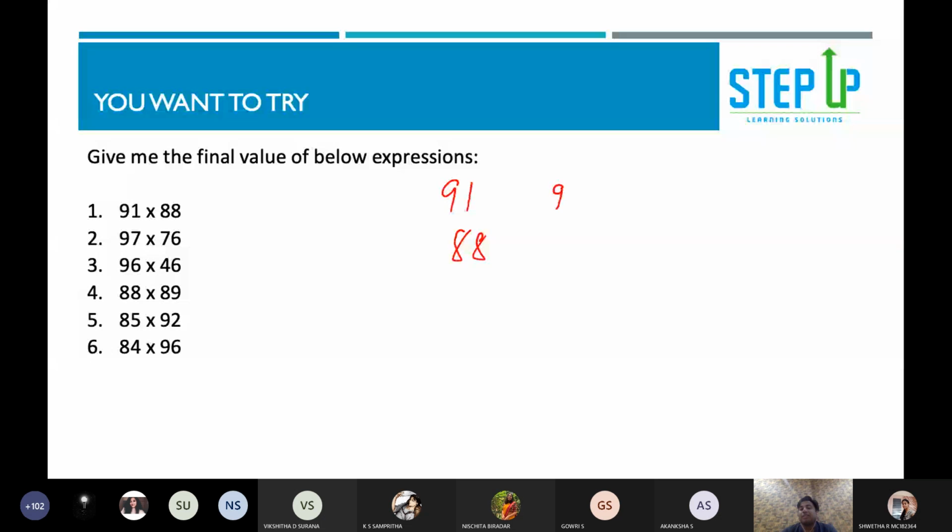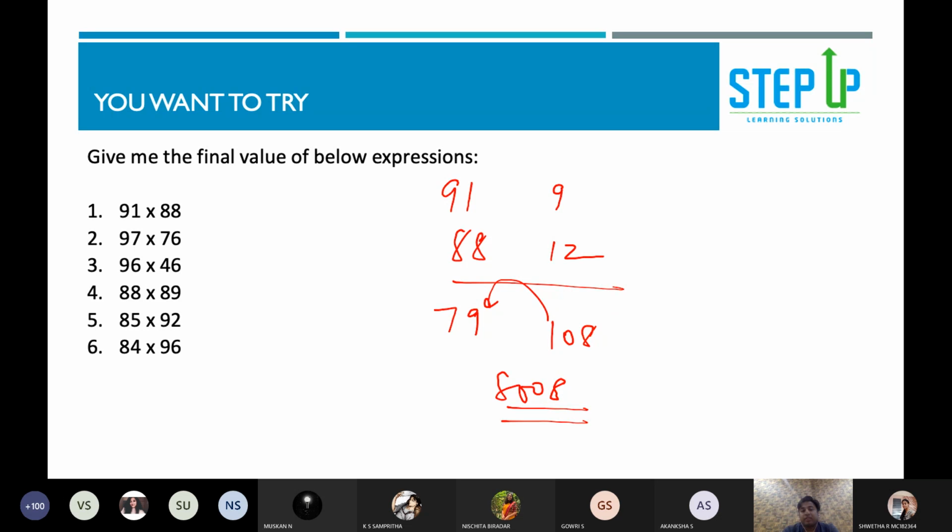91: how much less than 100? 9. And 88 is 12 less. 88 minus 9 is 79. 12 into 9 is 108. We carry 1 here. So my answer comes out to be 8008. Is it clear?